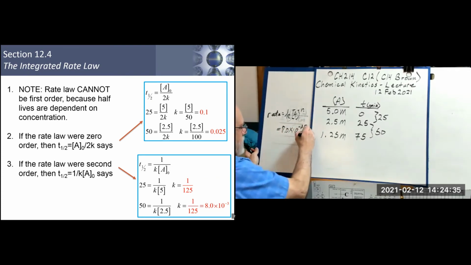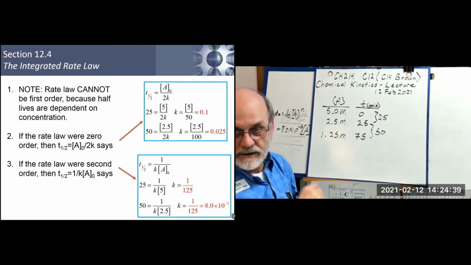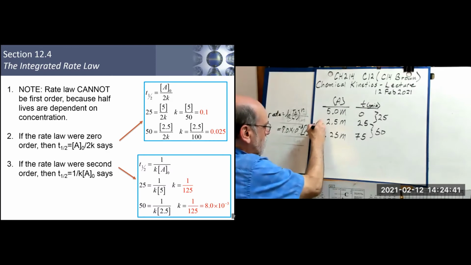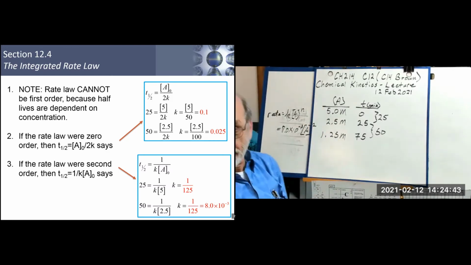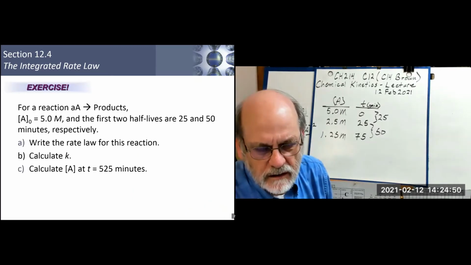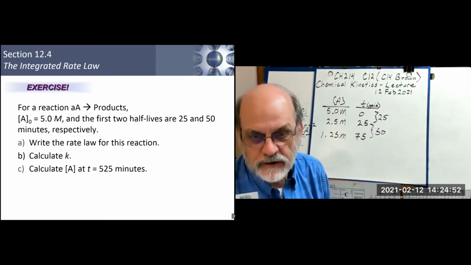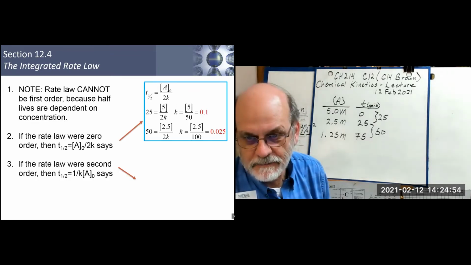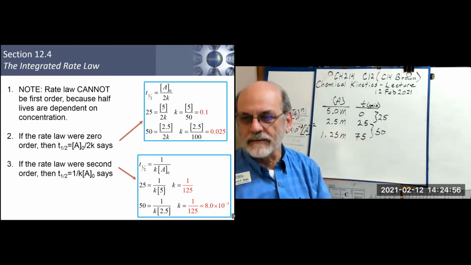And then times A to the what power? To the second power. Right? That's our rate law. I think it asks us for something else too. Let me see. Calculate A at 525 minutes. Okay. So how are we going to do that?